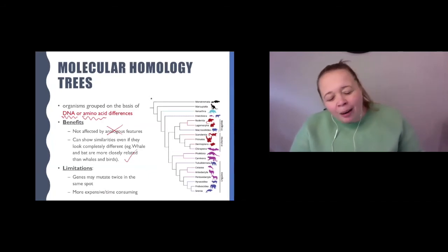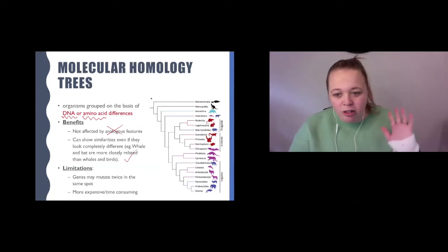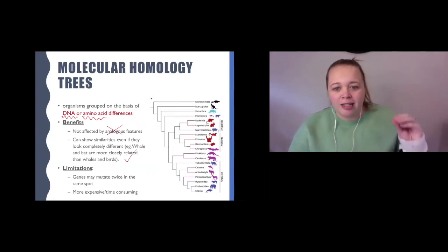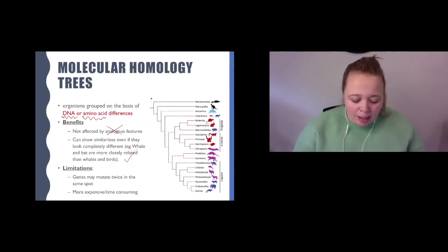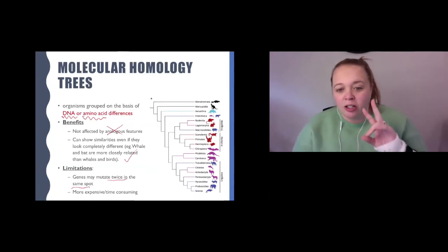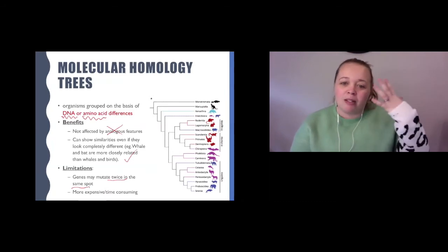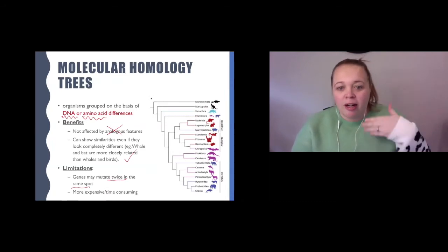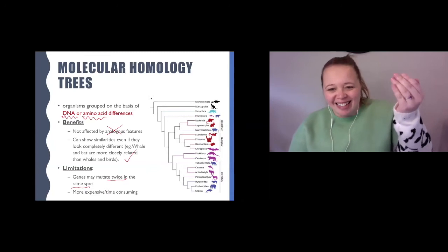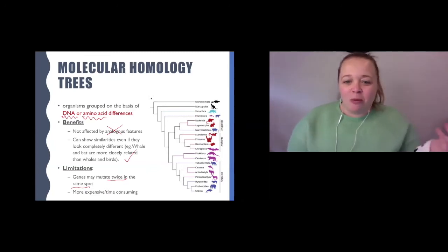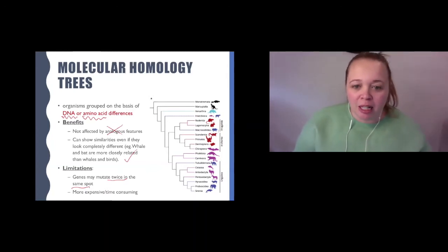Now, there are a couple of limitations, but to be honest, compared to a comparative morphology tree, these limitations are very small. So sometimes things can mutate twice in the same spot. And what that will mean is that there's actually been twice the mutation rate, but you can't see it because it's happened twice in the same spot. It's like writing over someone's VCR tape and then writing over it again. You wouldn't have known that there was that material there in the middle.